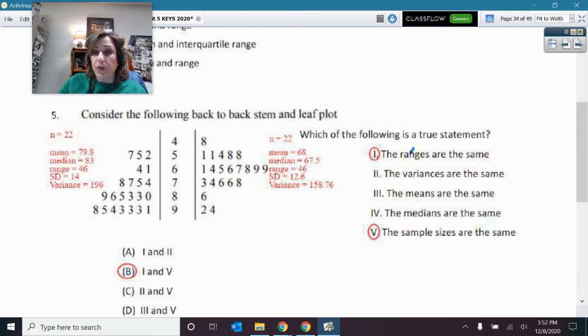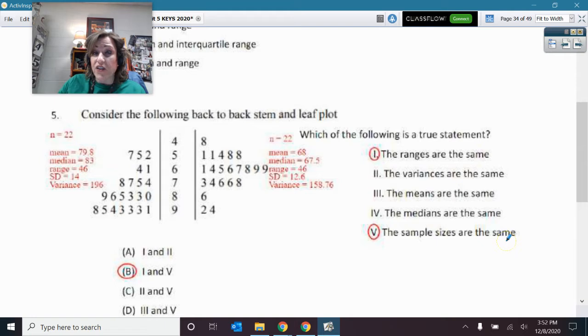Okay, so the range is the high minus the low. So 94 minus 48 is a range of 46. This one also had a range: 98 minus 52 is a range of 46 as well. So they had the same range. The variances are not the same because the variance is the standard deviation squared. The means are not the same, 68 to 79.8. The medians are not the same. This one's median is 67.5. That one's median is 83.